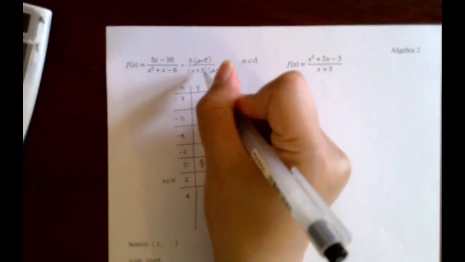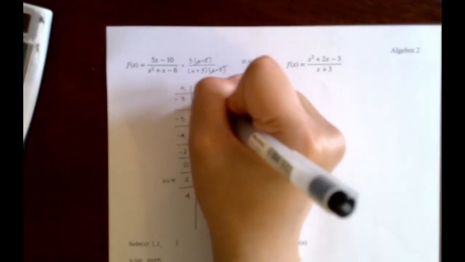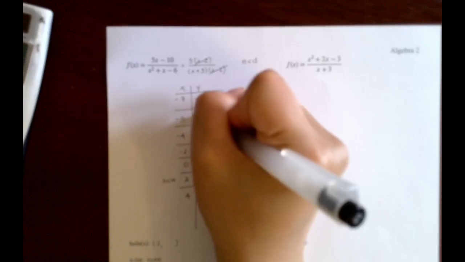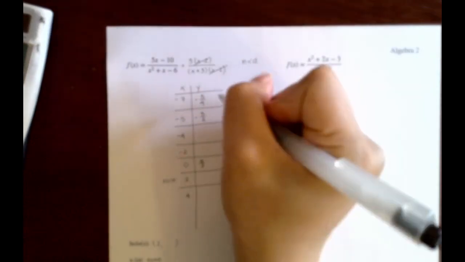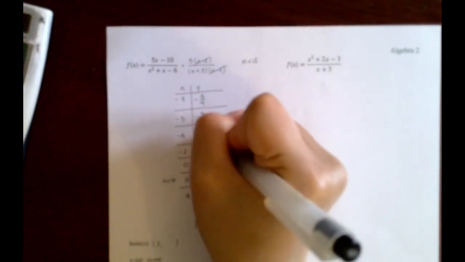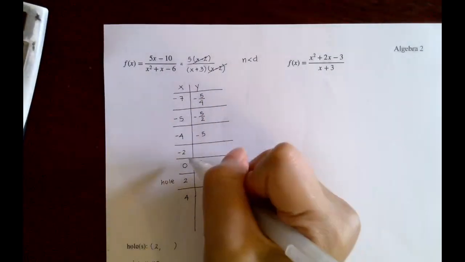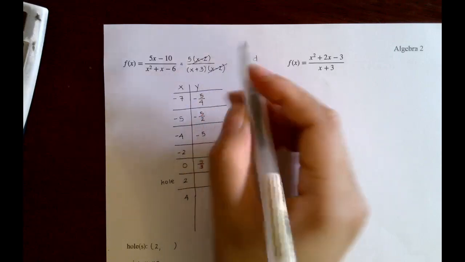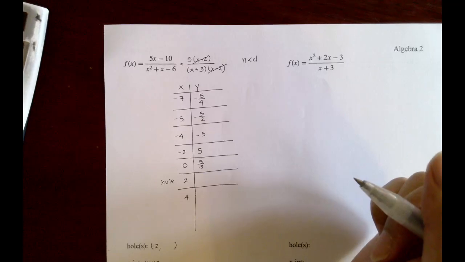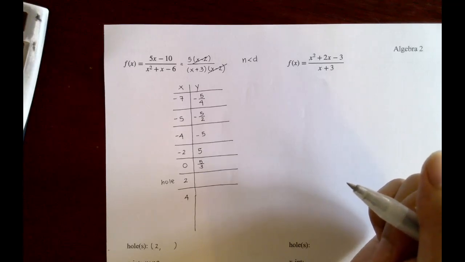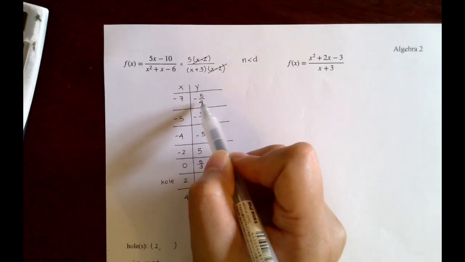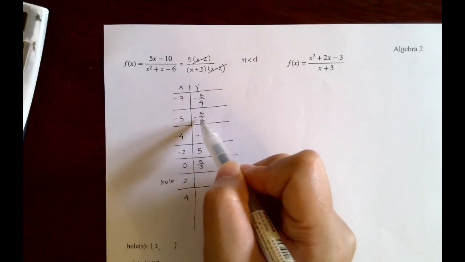So negative 7 plus 3 is negative 4, so this becomes negative 5/4. Negative 5 plus 3 is negative 2, so this is negative 5/2. Negative 4 plus 3 is negative 1, so this is negative 5. Negative 2 becomes 1, so this becomes positive 5. Hold on. Let's see. Negative 7 plus 3, negative 4, negative 5/4. Okay. Negative 5. Oh, it works.